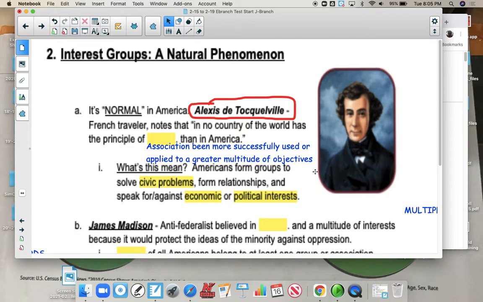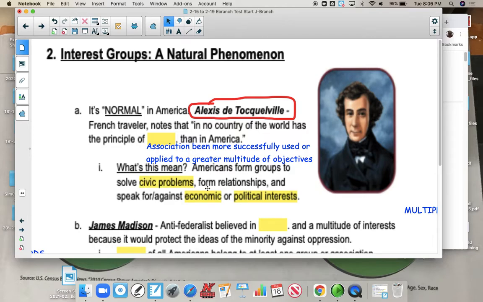This traveler, Alexis de Tocqueville, was super impressed about how interest groups, he didn't specifically name them, got involved in American politics. And he could see that being a foreigner. So what does this mean? This means that Americans form groups to solve civic problems, to make things better in their communities.